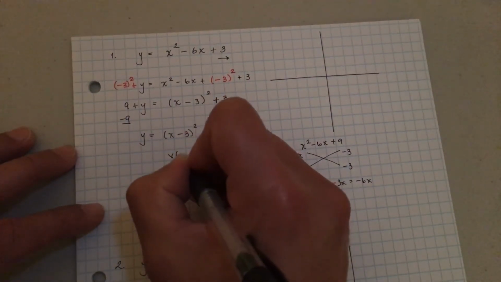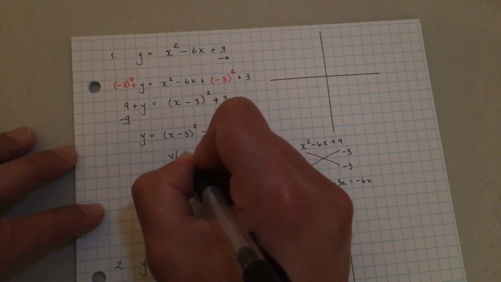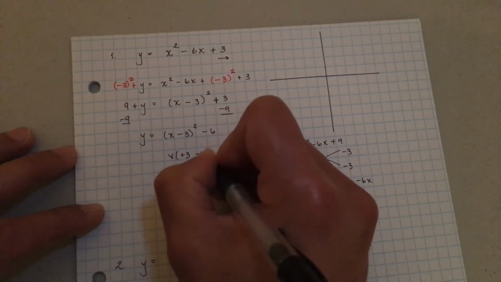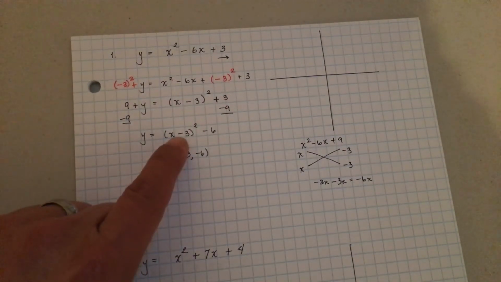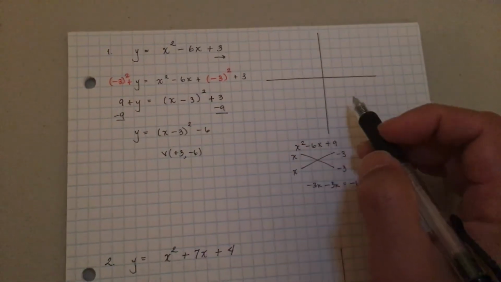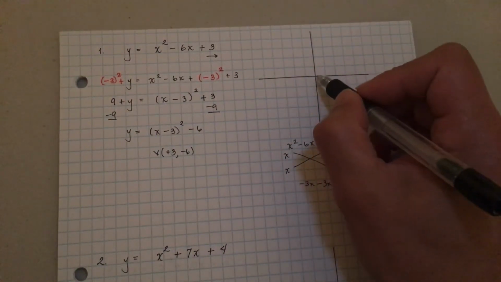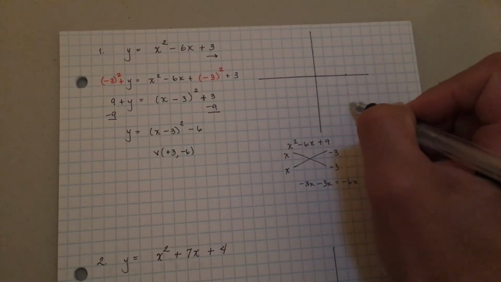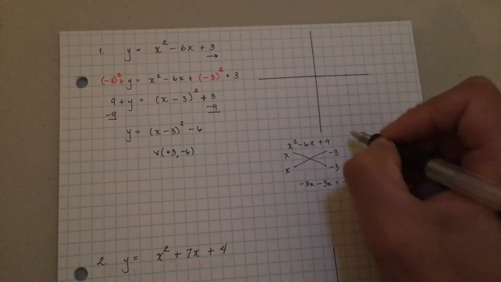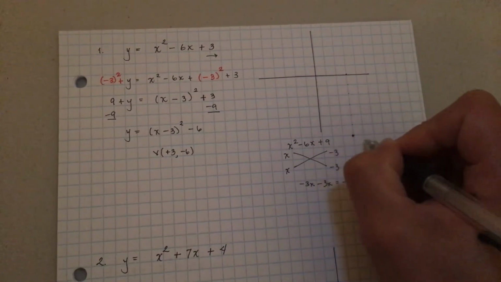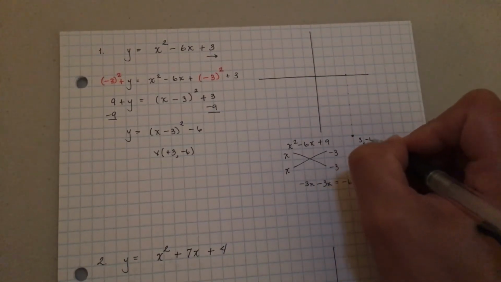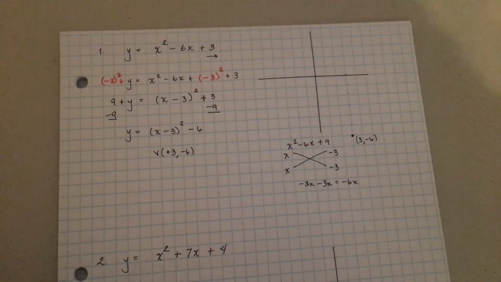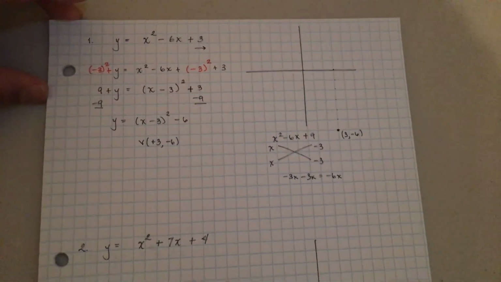Entonces el vértice, the vertex, is positive 3, positivo 3, negativo 6. Because remember, it's always the opposite here, okay? And so when I graph it, entonces cuando voy a hacer la gráfica, 1, 2, 3 y 6 abajo. 1, 2, 3, 4, 5, 6, right here. So this is my vertex, 3, comma, negative 6. And now I can do the graph, okay?